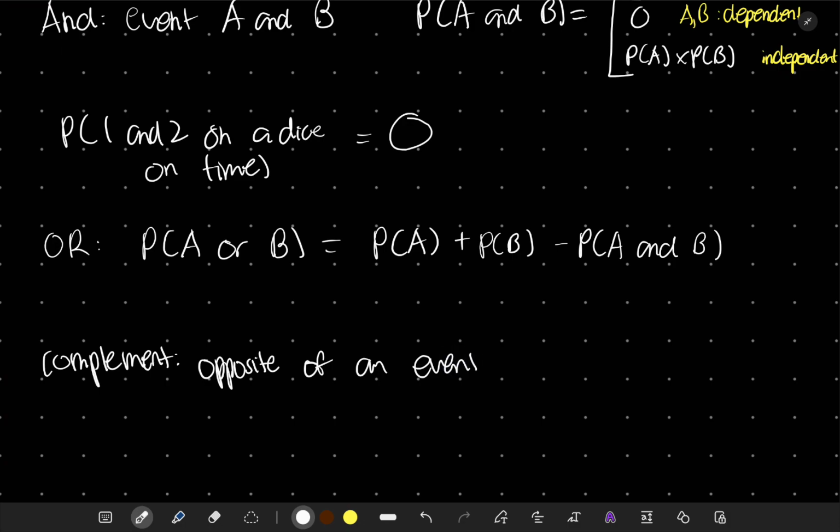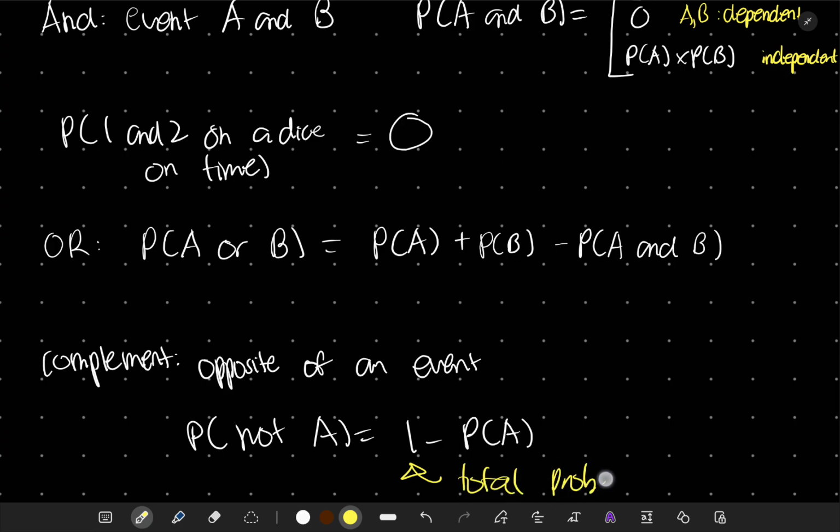So basically, if I have event A being rolling a 3 on a dice, the complement of that would be not rolling a 3. So I'm going to say the probability of not A is going to be 1 minus the probability of A. 1 represents the total outcomes, the total probability space, so all the possible outcomes, and then the probability of A is the probability of A.